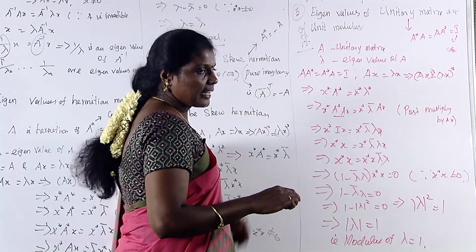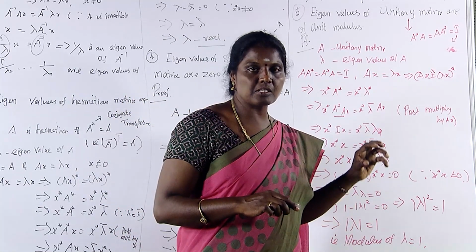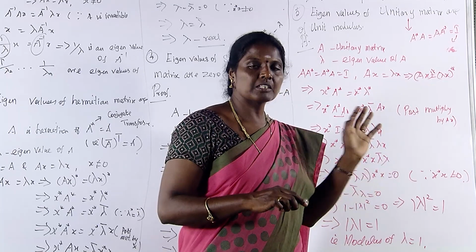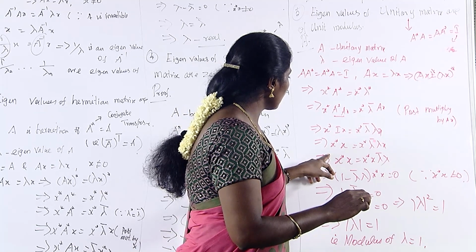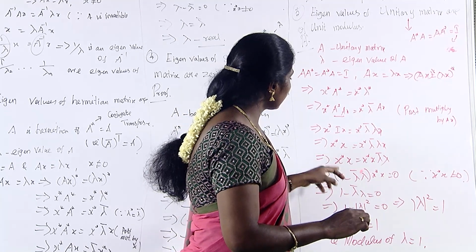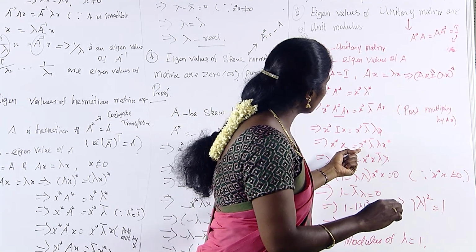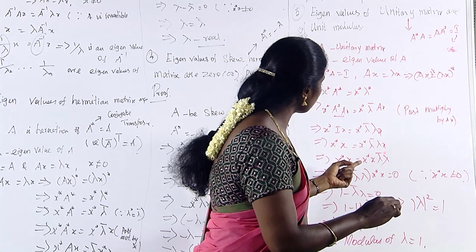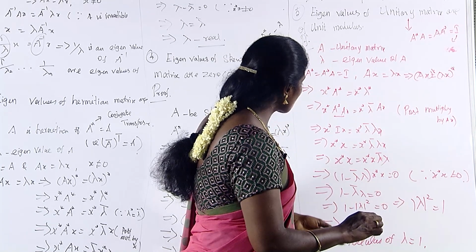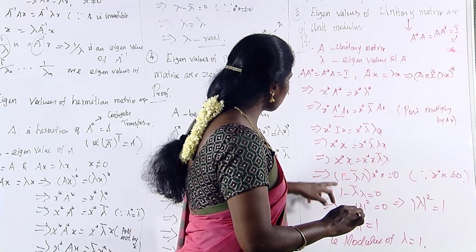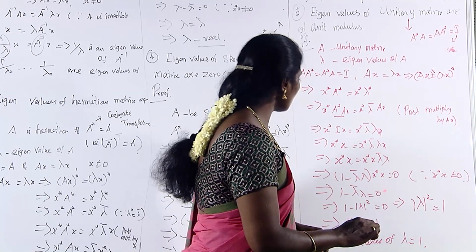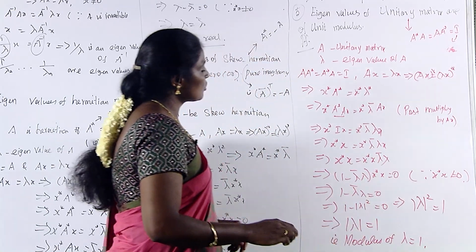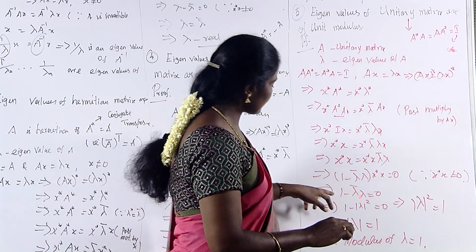Now, I is the identity transformation. So, it maps any element to that element itself. Therefore, Ix equal to x. Now, x star x equal to x star lambda bar lambda x. Here again I have rewritten x star and x combinedly, and bring this one to this side. This can be written as 1 minus lambda bar lambda into x star x equal to 0, because x star x not equal to 0, again the only way is 1 minus lambda bar lambda equal to 0.